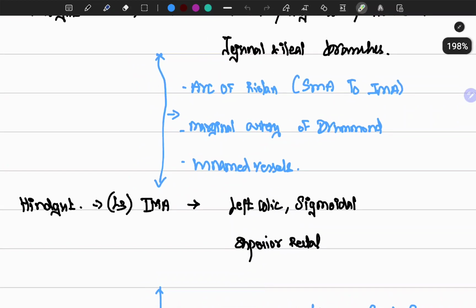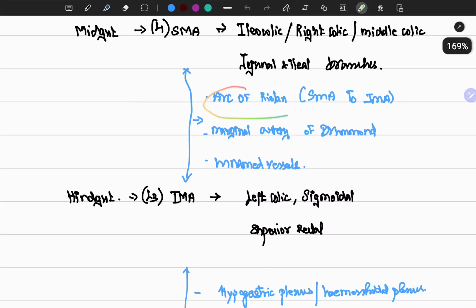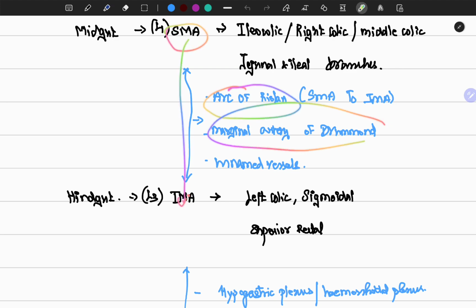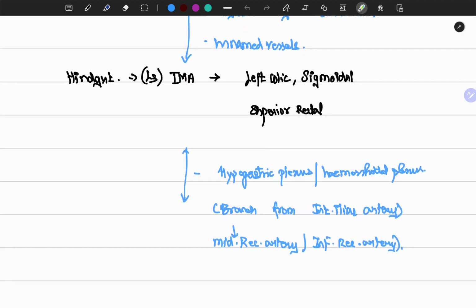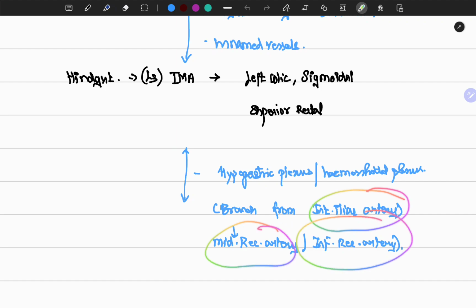Arc of Riolan, which is connecting superior mesenteric artery and inferior mesenteric artery. Marginal artery of Drummond and unnamed vessels. Inferior mesenteric artery supply to the rectum is mainly by the hypogastric plexus, hemorrhoidal plexus, and also the branch from internal iliac artery, which is connected by the middle rectal artery and inferior rectal artery.